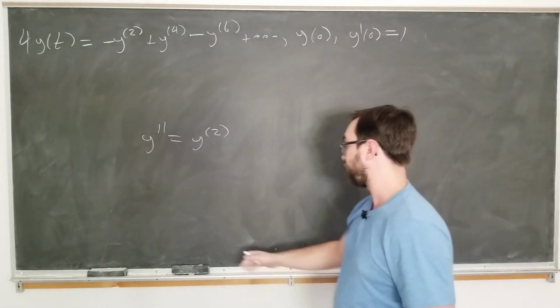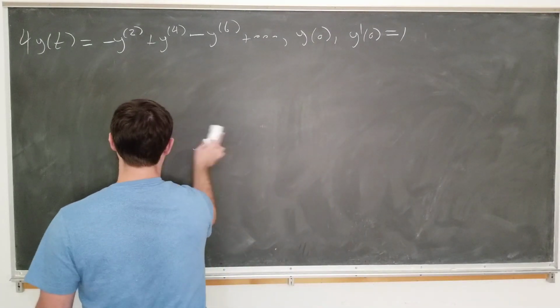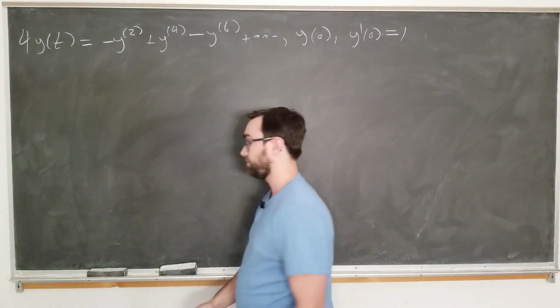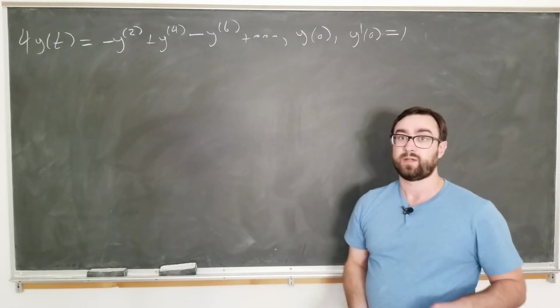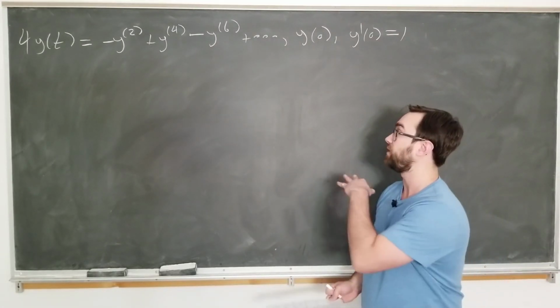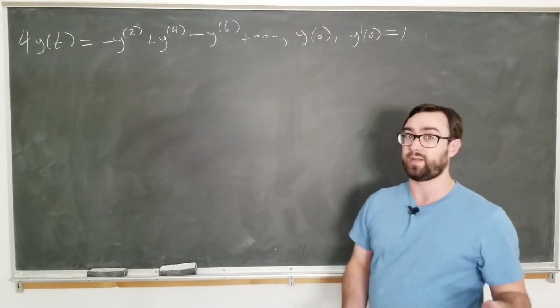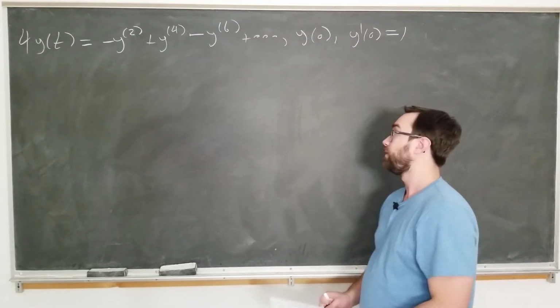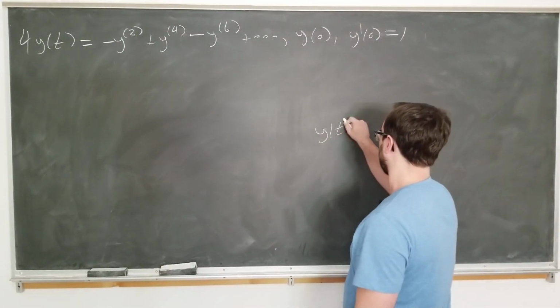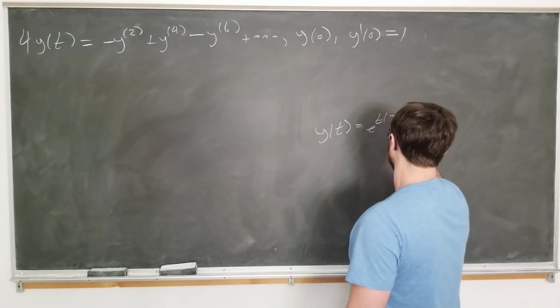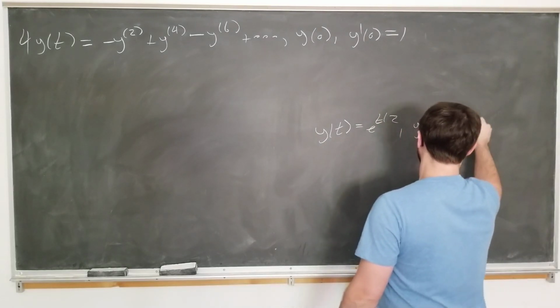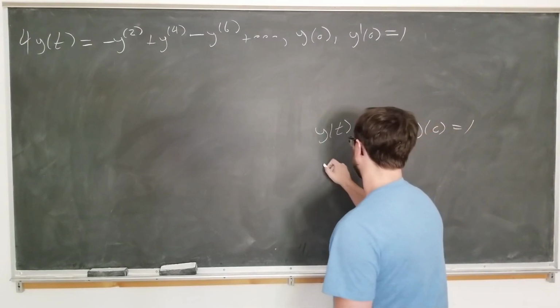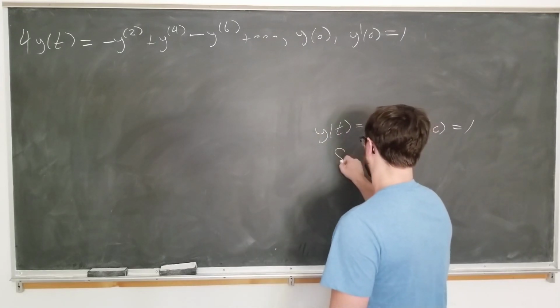Oh, incidentally, something I wanted to mention about the initial value problems. We had a differential equation with infinite coefficients that can be completely specified by only one initial value. We had y of t equal to e to the t over 2 for y of 0 equals 1 for the infinite order differential equation that we talked about.